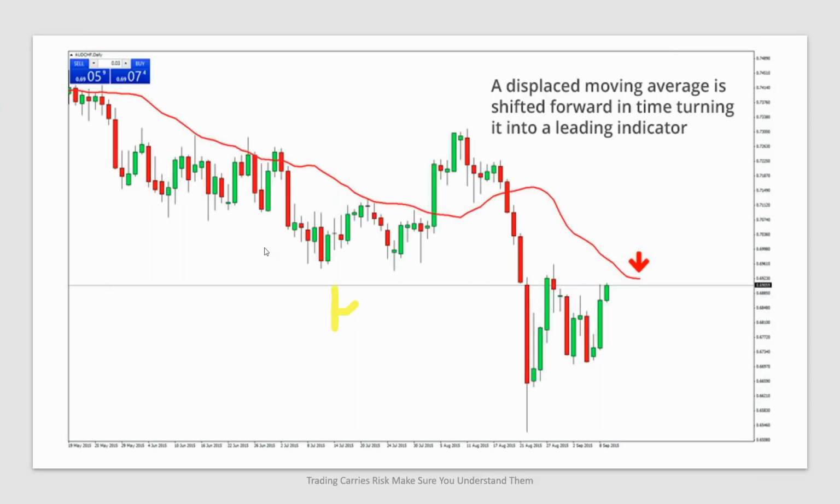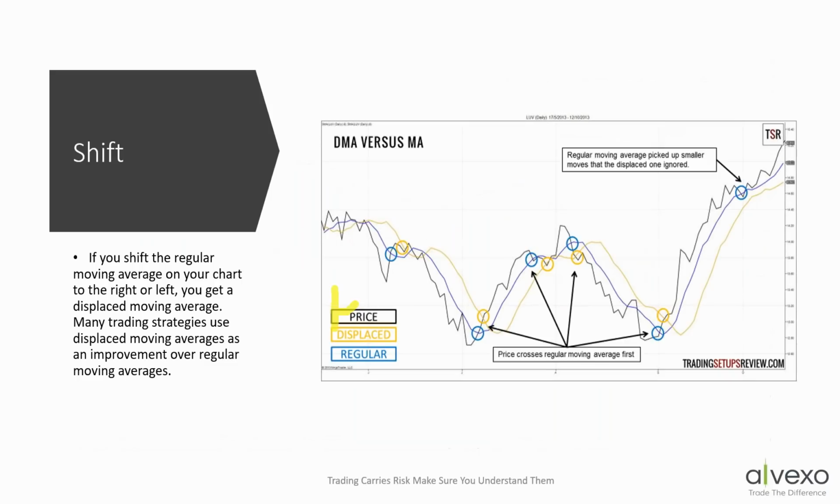So a displaced moving average is simply a moving average shifted forward in time, turning it into a leading indicator. It's like we've gotten into some science fiction movie and we've displaced time, we've pushed it forward, but we haven't changed the calculation. If you shift the regular moving average on your chart to the right or left, you get a displaced moving average. Many trading strategies use displaced moving averages as an improvement over regular moving averages.